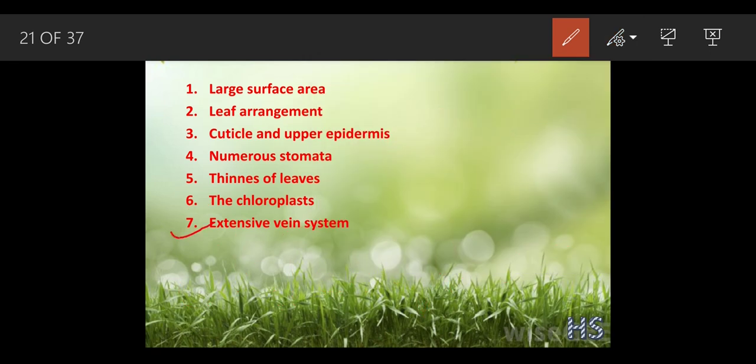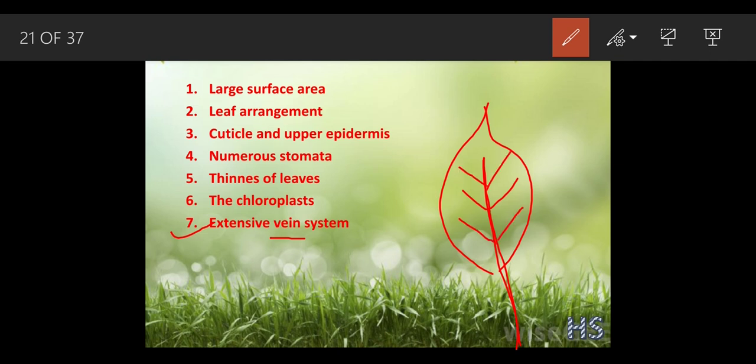Extensive vein system. Now, what do you mean by veins? You have already heard these words in human biology also. Veins. Suppose this is a midrib, and now what I am making are these veins. What is the function of these veins? If there are more veins like this, more veins like this, what is going to happen? There would be a lot of rapid transport.